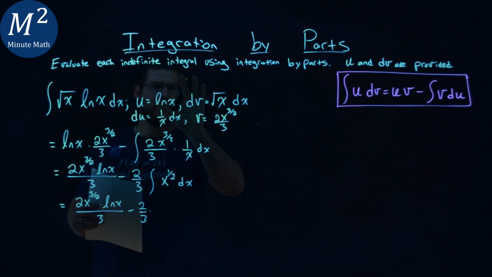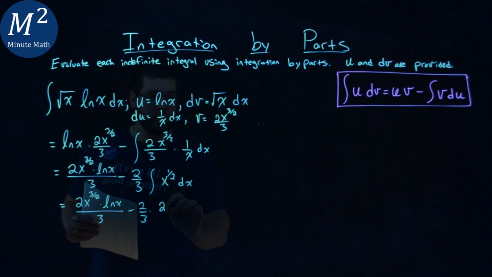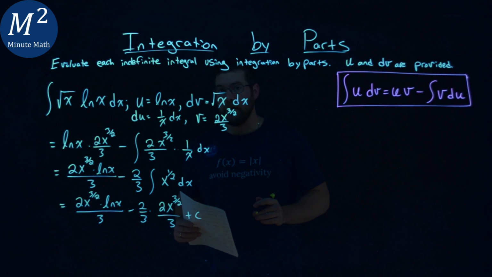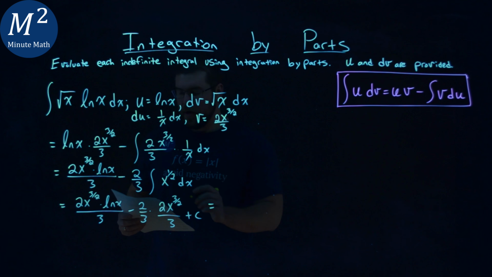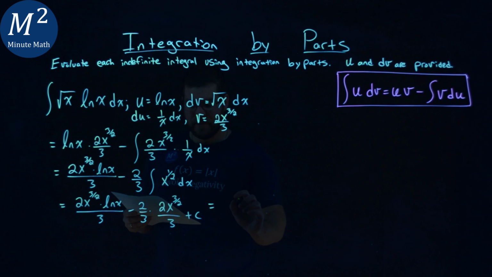All right, hard work's already done in the beginning. We have 2x to the 3/2 power over 3 plus c. Don't forget the plus c. And now we just want to simplify this out a little here. Again, the front part just stays the same.